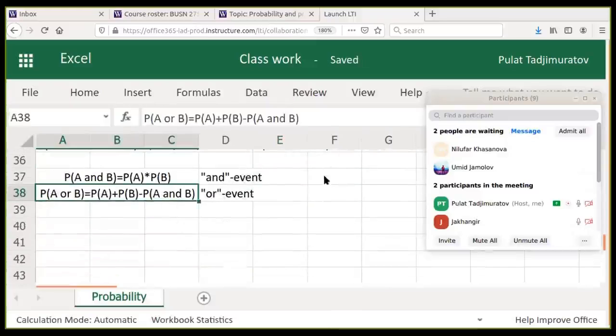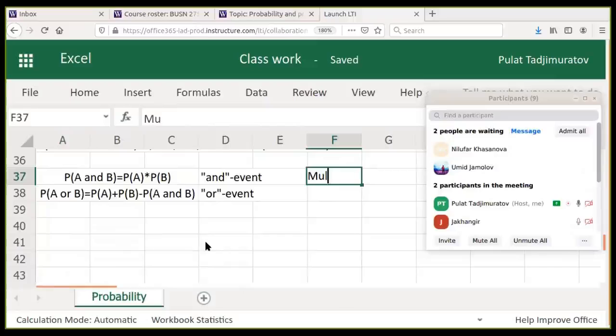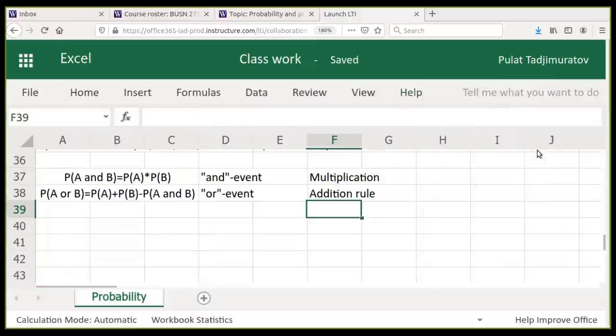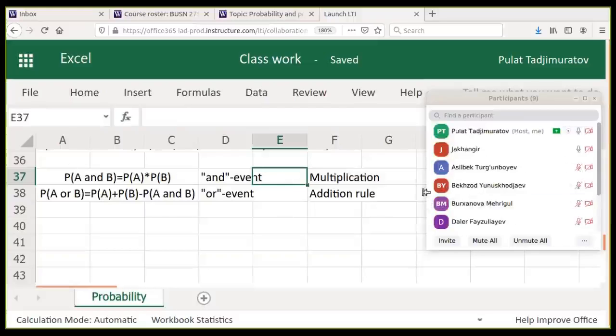So this one for AND events is called the multiplication rule, or the rule of multiplication if you want. And this one is called the addition rule. There is a bit of difference. The multiplication rule just tells you that you should multiply the probabilities when you have one and another. The addition rule tells you, yeah, you should just add up, but then you should subtract this one.